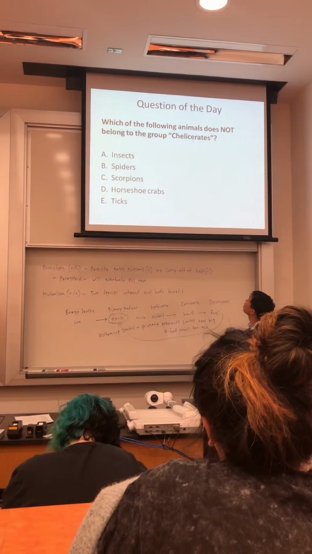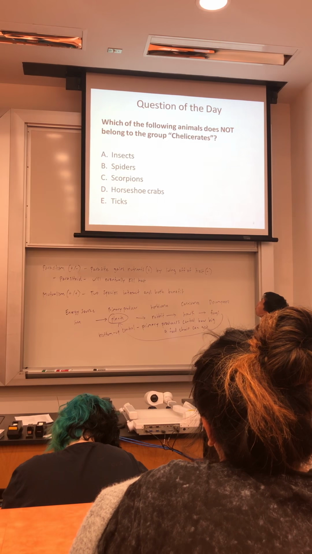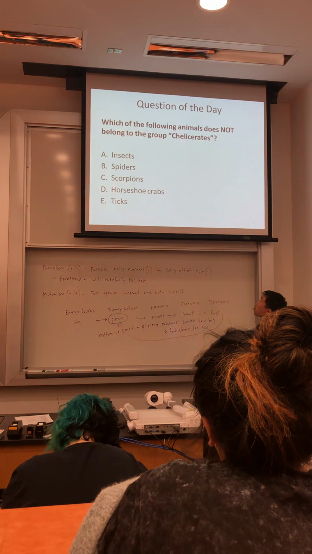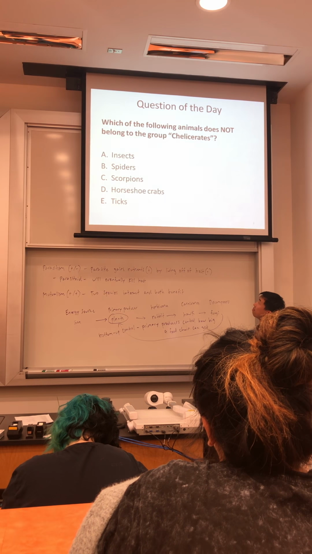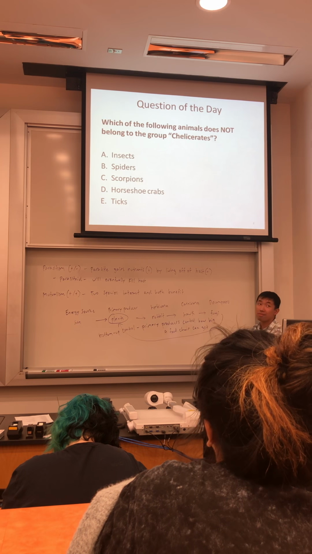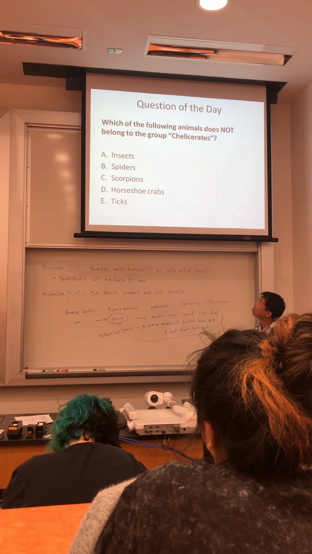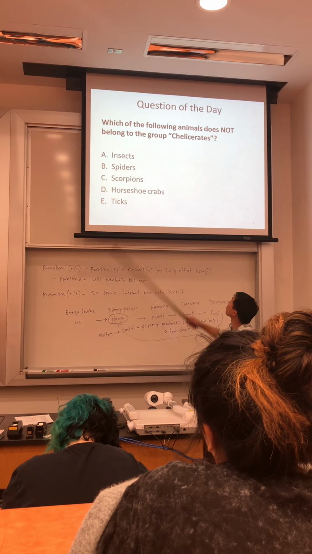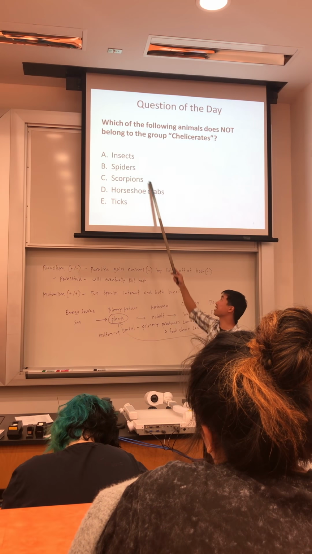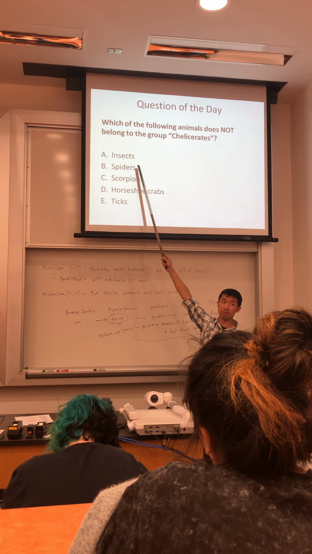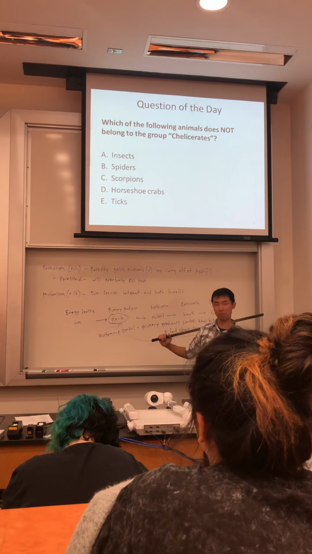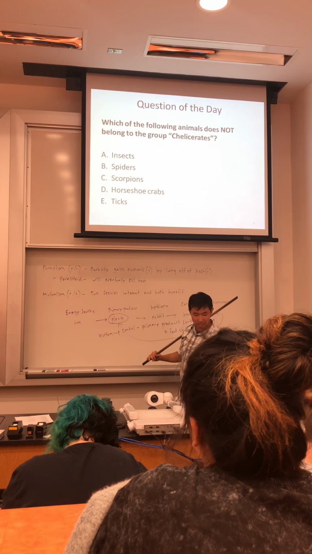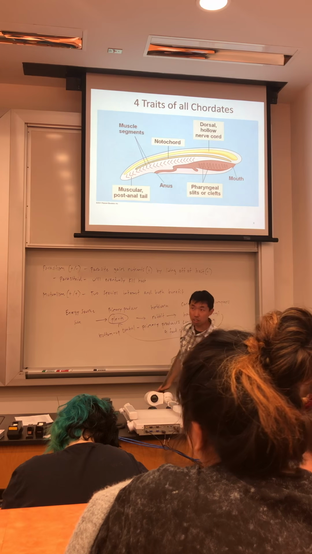Now, looking at this, which of the following animals do not belong in the group chelicerates? It's either insects or ticks. Which one is it? Insects. It would be insects, correct, because remember, chelicerates have 4 pairs of walking legs, insects have 3. I couldn't remember how many legs ticks had. Oh, they're arachnids. Right. All right, now moving on to the chordates.